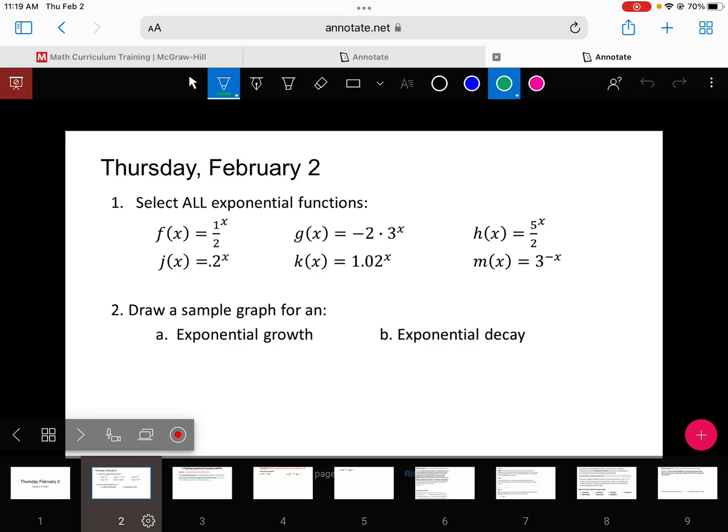All right. Ooh, I don't know where my thing went. There we go. Bell work.